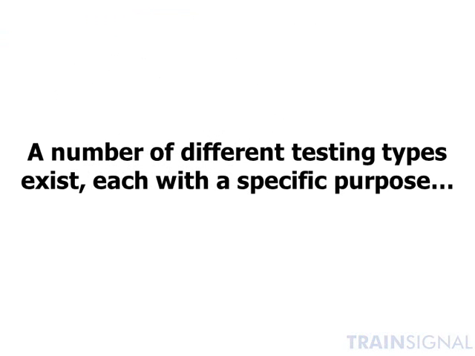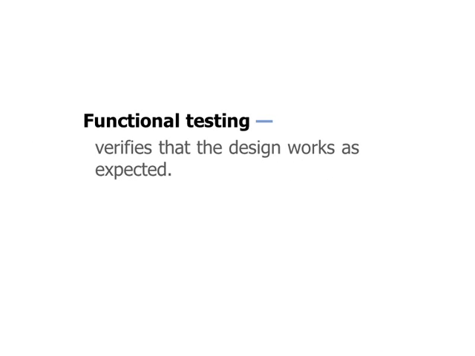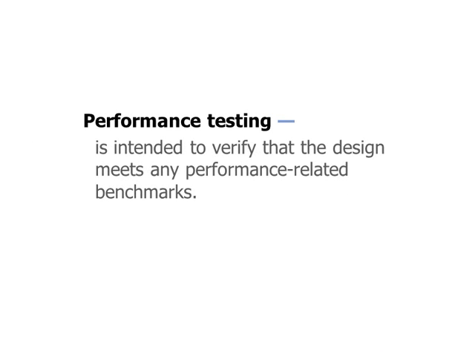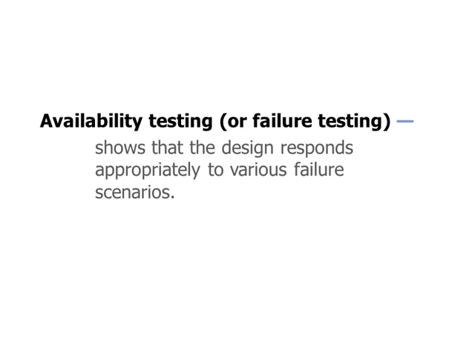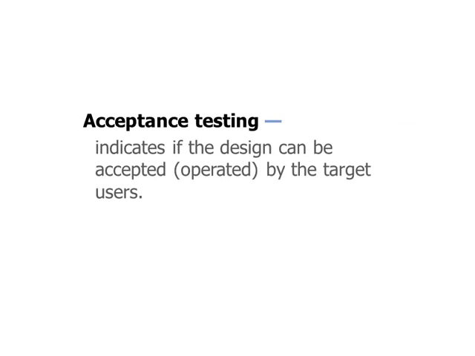Now, there are a number of different types of testing that exist. Functional testing verifies that the design works as you expect it to work. Performance testing, on the other hand, is intended to identify that the design meets any performance-related benchmarks. This might be true for performance-oriented SLAs, for example. Availability testing, or perhaps you might refer to it as failure testing, shows that the design responds as expected and appropriately to various failure scenarios. Finally, you can also conduct what's called acceptance testing to indicate whether or not the design can be accepted or operated by the target users, your customer or your own organization.